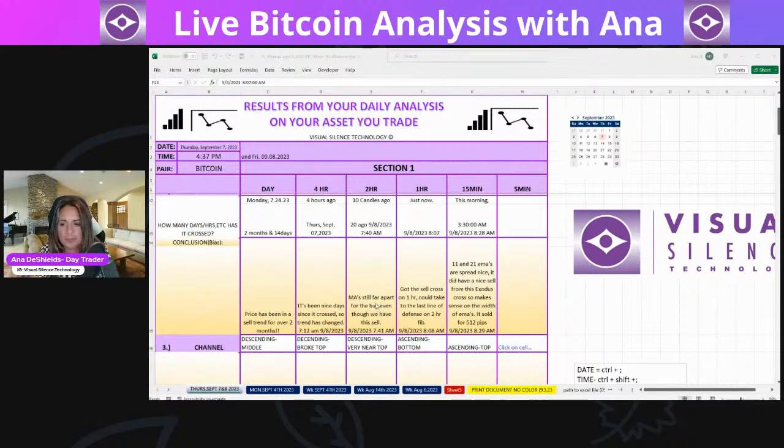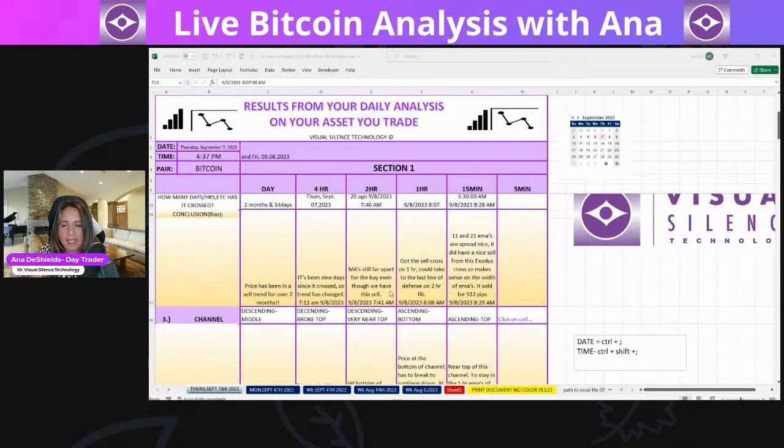Anyway, so that happened, and these are my notes from it. So for 9/8 at 8:07, got the sell cross on the 1-hour, could take to the last line of defense on the 2-hour fib. So we'll go ahead and look at that in just a minute.